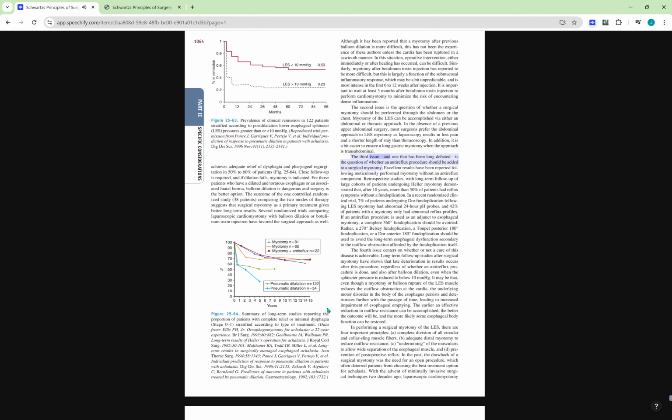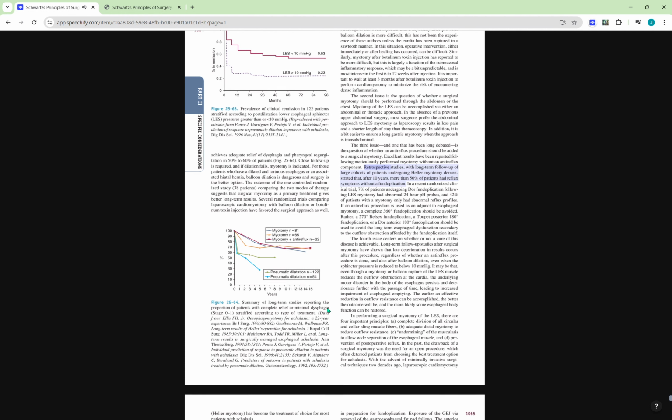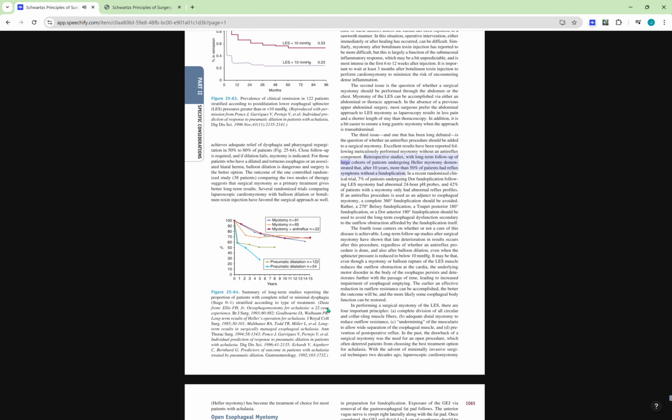The third issue, and one that has been long debated, is the question of whether an antireflux procedure should be added to a surgical myotomy. Excellent results have been reported following meticulously performed myotomy without an antireflux component. Retrospective studies with long-term follow-up of large cohorts of patients undergoing Heller myotomy demonstrated that after 10 years, more than 50% of patients had reflux symptoms without a fundoplication.